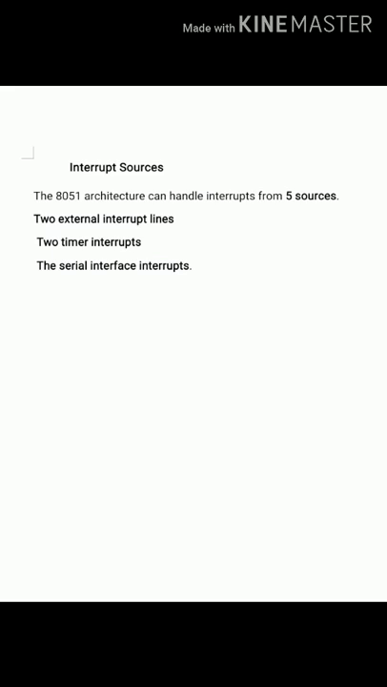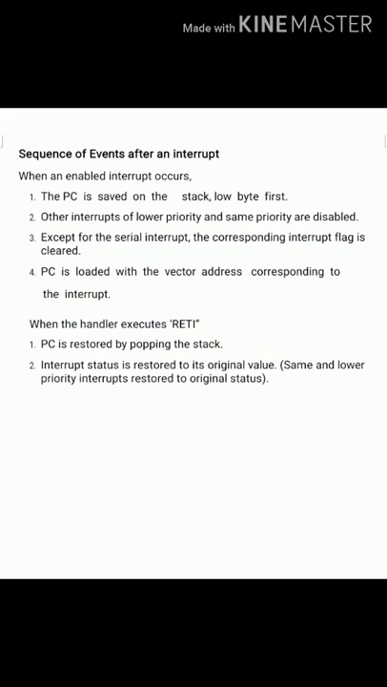So basically there are 5 interrupts: 2 external interrupts, 2 timer interrupts and 1 serial interrupt. The details of those interrupts we will come back and see at a later point of time. Next, let's understand the sequence of events after an interrupt takes place. Once the interrupt is put, what all events are going to take place?